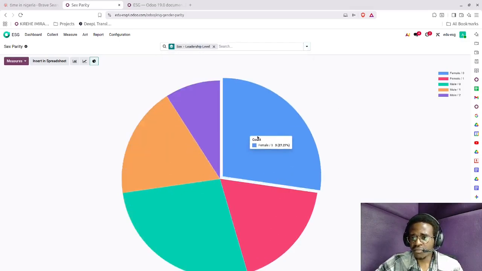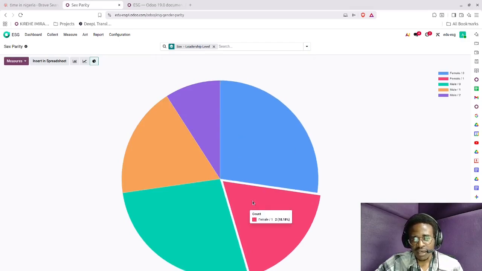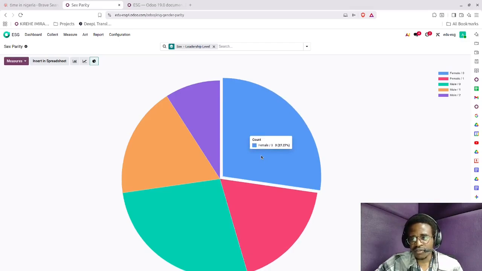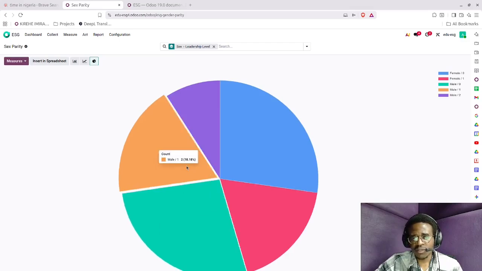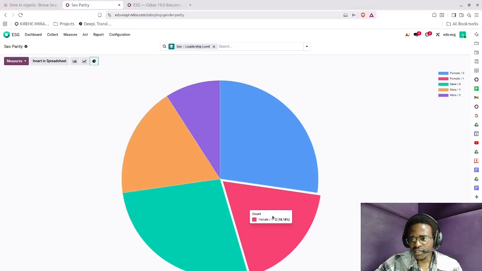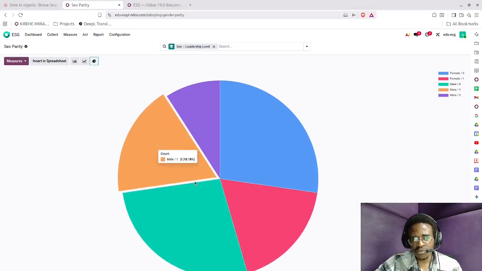So how many females on level 0? 3. How many males on level 0? I think you can see the legend on the right. I can see 3. So yeah, looks like a balance. How many males on level 1? 2. How many females on level 1? That's color red. 18, yeah. So 2, 2. Now what I did, I actually did this randomly, and I'm actually seeing this data today.